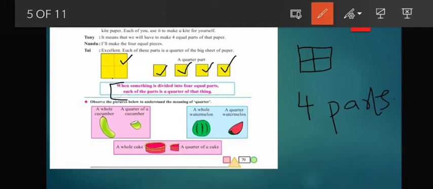See, understood? Observe the pictures below to understand the meaning of quarter. A whole cucumber, a quarter of a cucumber. See, this is a full cucumber and this is the quarter part of the cucumber, which means 1/4 part. Okay, children?